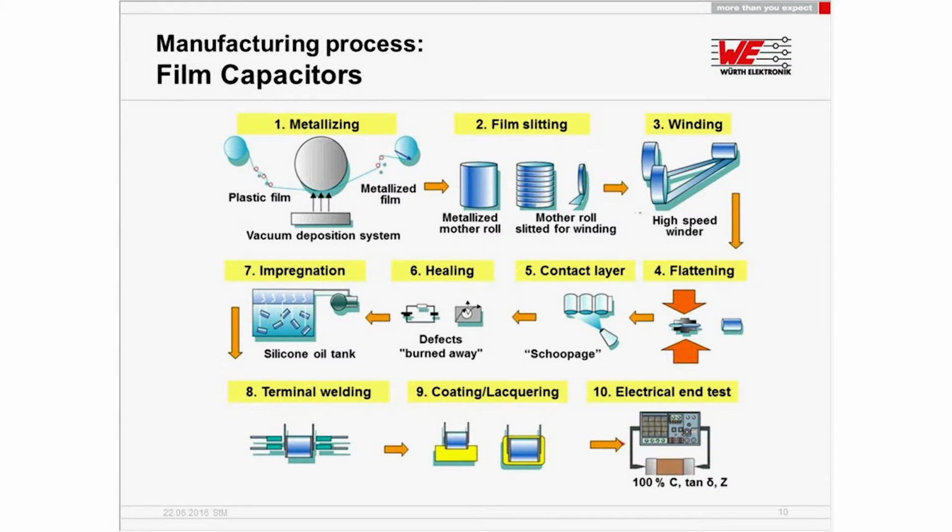In the next stage, you take the impregnated coil and do the terminal welding. So you weld the pins on the terminal, on the side where you applied the schoop patch. In the next step, the final product with pins will be coated. So you bring it into a box or lacquer it. Afterwards, the end test will be applied. Due to the high automation of film capacitors, normally 100% of these products are tested.